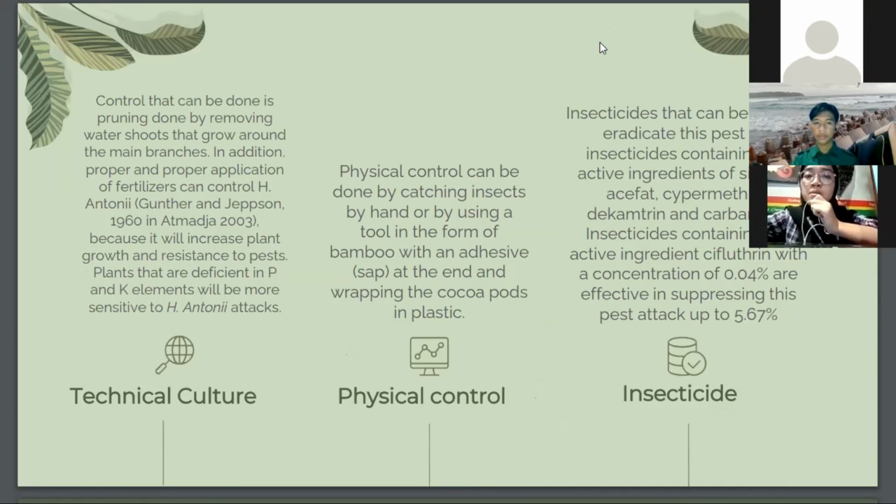Okay, for the IPM, the technical control that can be done is pruning by removing water shoots that grow around the main branches. In addition, proper application of fertilizers can control H. antonii because it will increase plant growth and resistance to pests. Plants that are deficient in phosphorus and potassium will be more sensitive to H. antonii attacks.